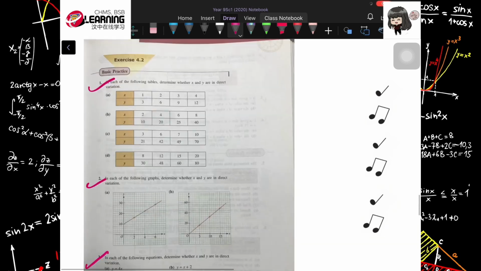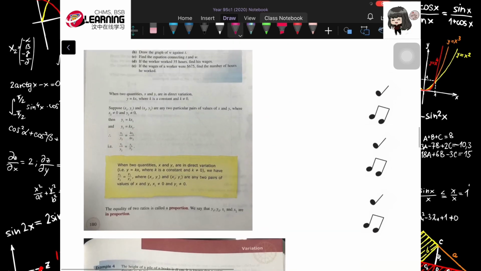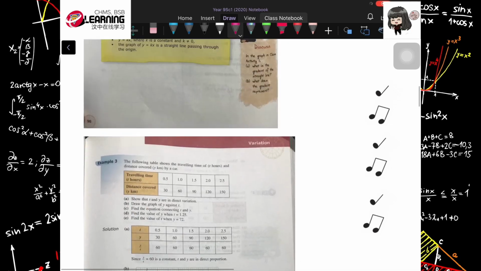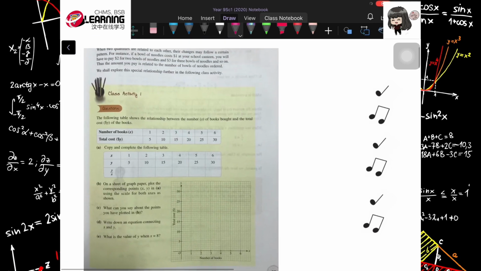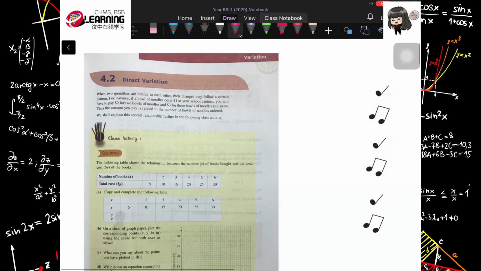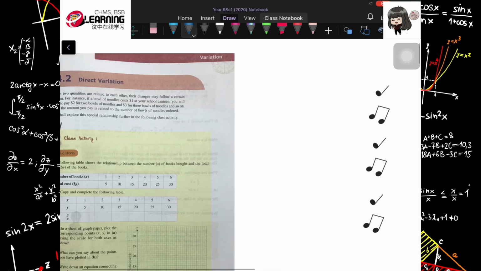Okay, this subtopic 4.2 is about direct variation. Actually, in real life we already know what direct variation is. It's just that the name scares you, right? What is direct variation? I can make you understand by giving you an example.